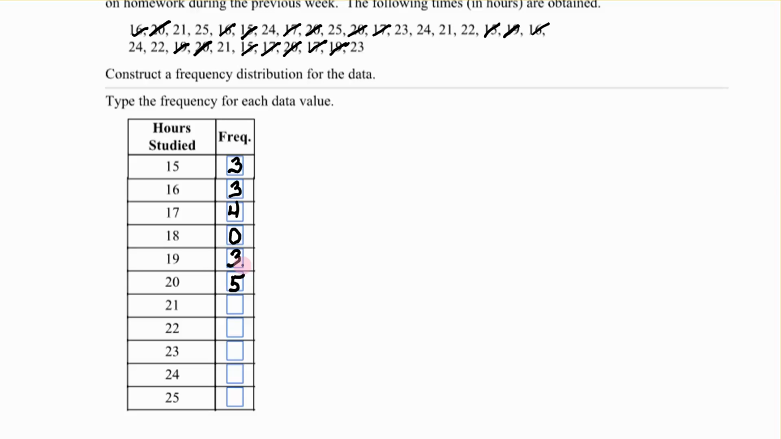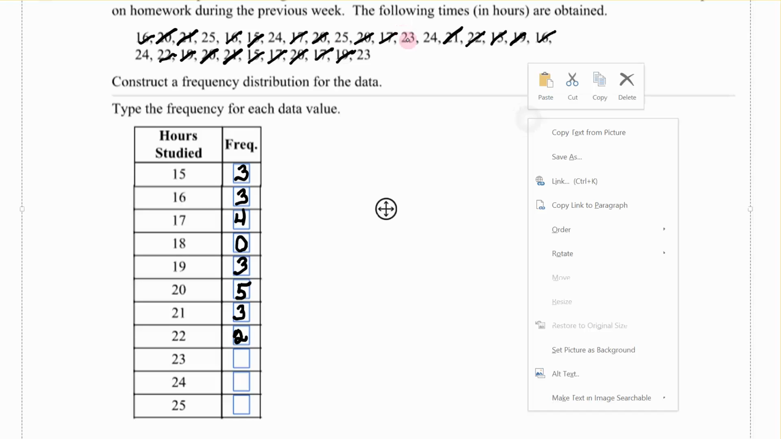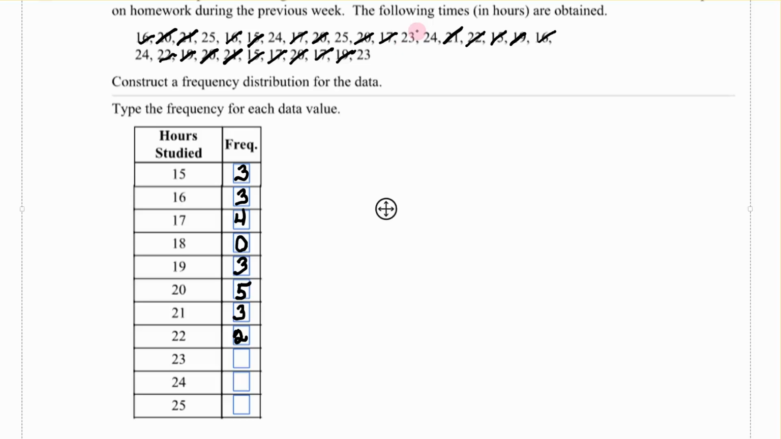We are building a frequency distribution. 21: 1, 2, 3. 22 hours: 1, 2. 2 people. 23 hours: 1, no, there we go. 1, 2.